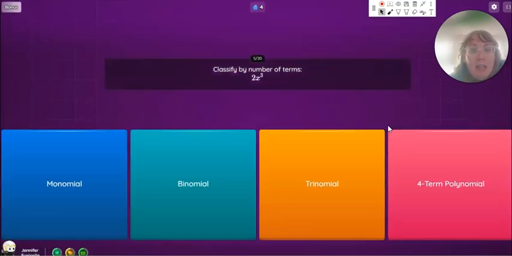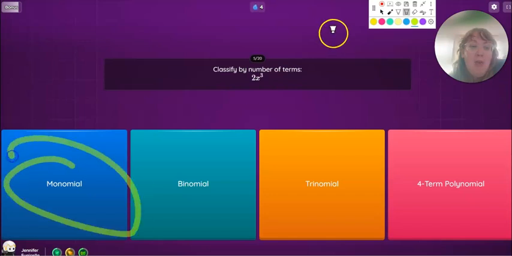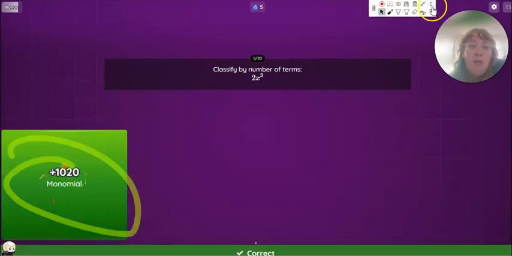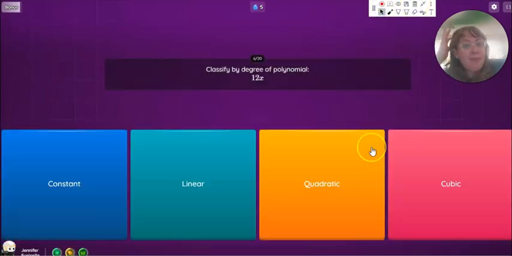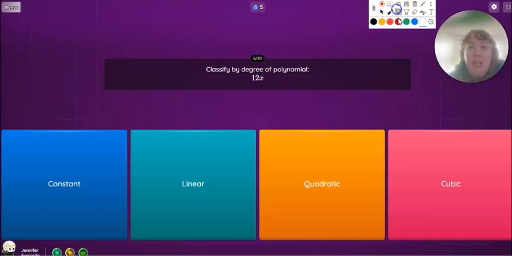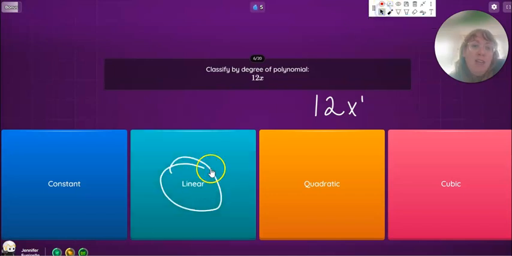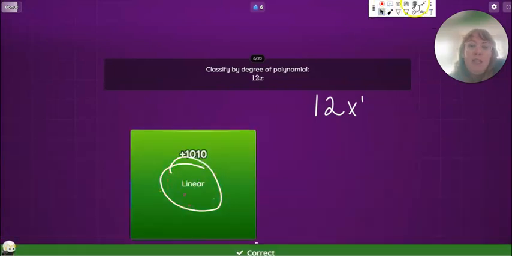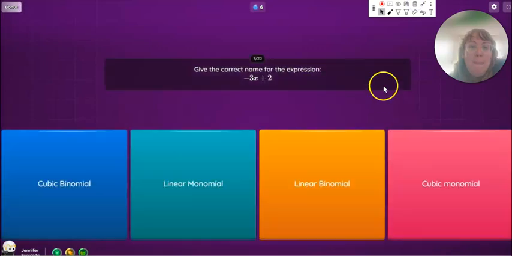Beautiful. Classify by the number of terms. There is no addition or subtraction signs. There's only one term here. So this is a monomial. Beautiful. Classify by degree. So this is a 12x to the first power. So it's linear. Right here. First degree is a linear function.